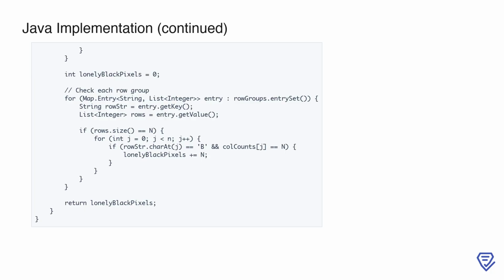For each column index, we look at the corresponding character in the row string. If the character is a B and the count of black pixels in that column also equals n, we know this column satisfies the criteria for lonely black pixels. Since all rows in the group are identical, we can directly add n to our counter for each valid column. Finally, after finishing all these checks, we return the total count of lonely black pixels. This ensures that the algorithm correctly identifies and counts all the black pixels that meet the given conditions.